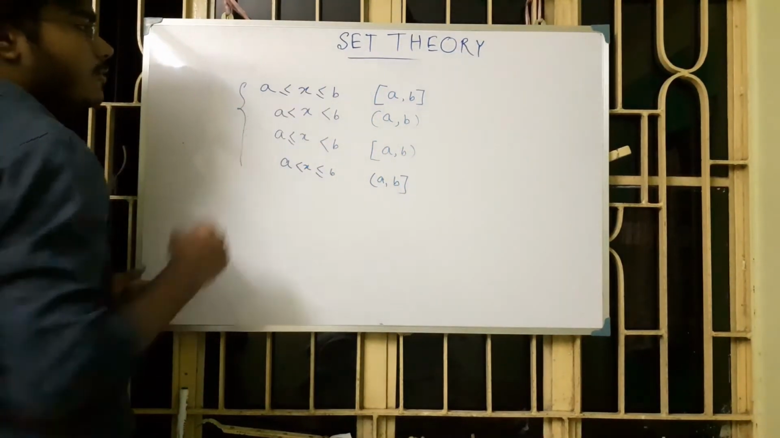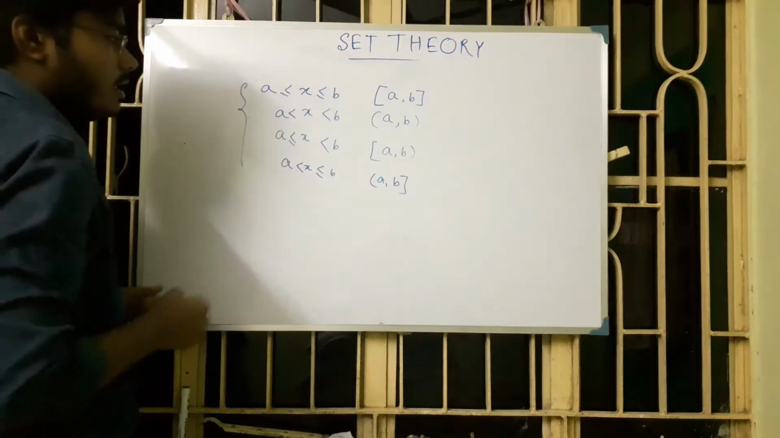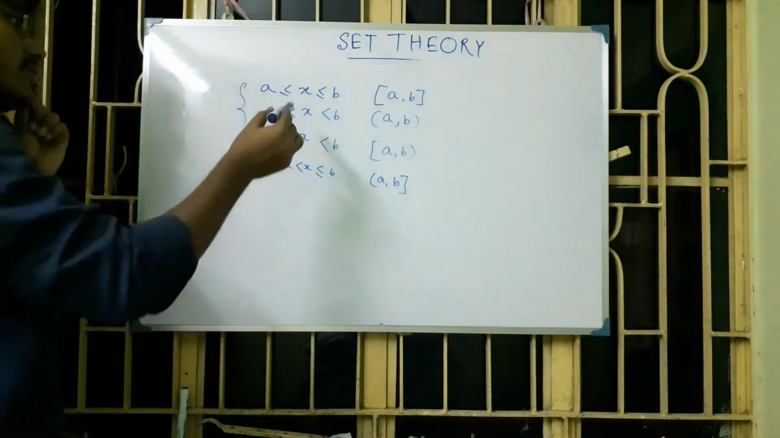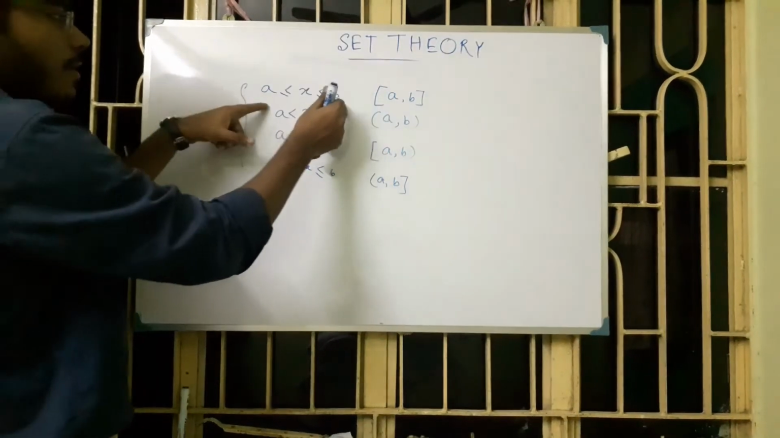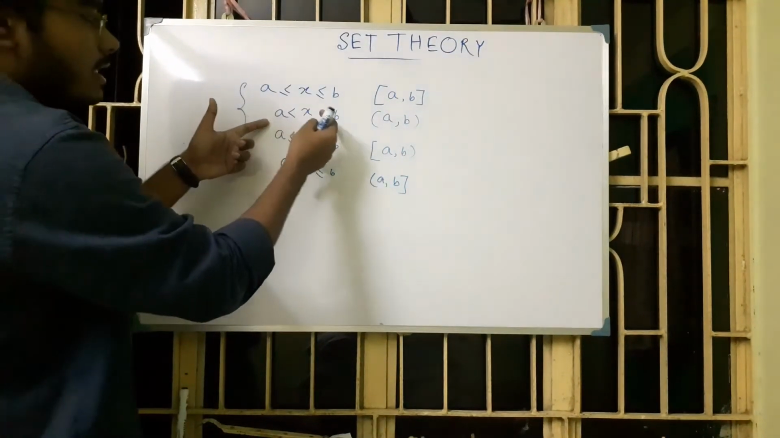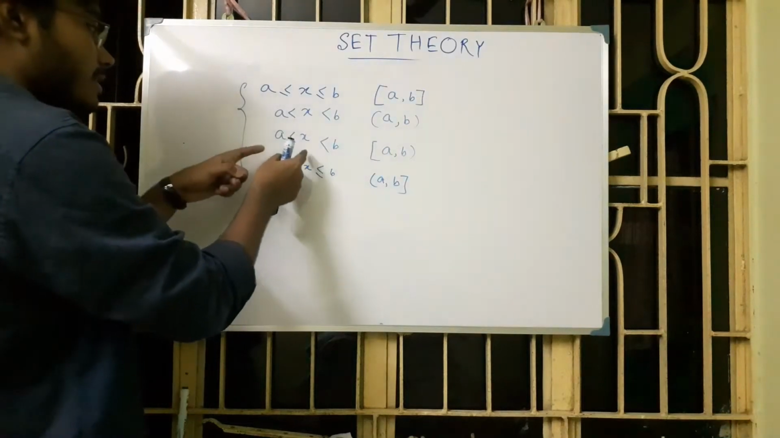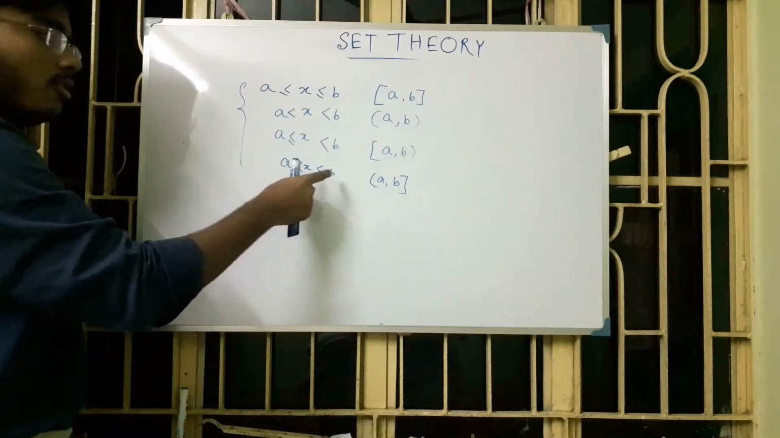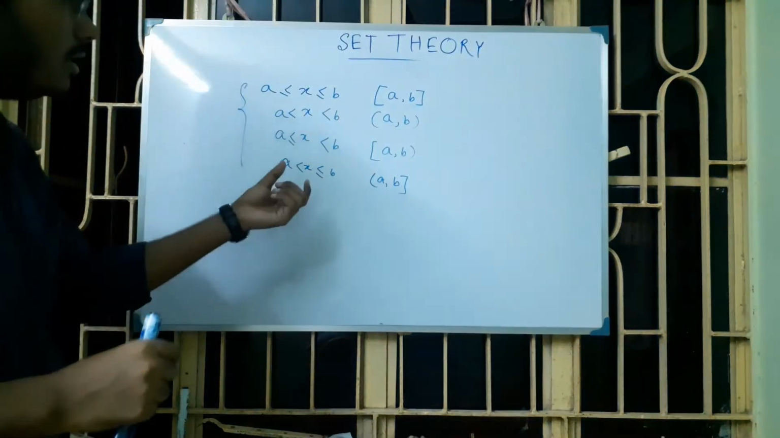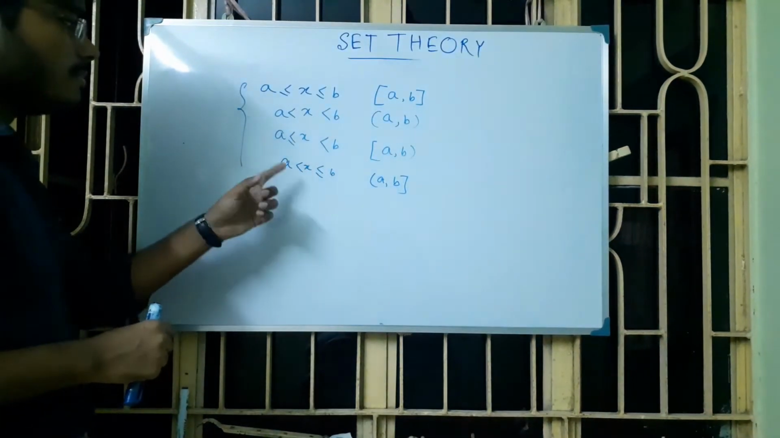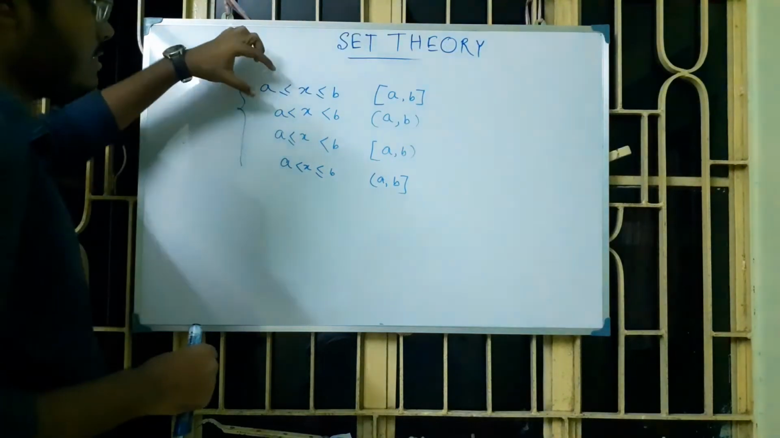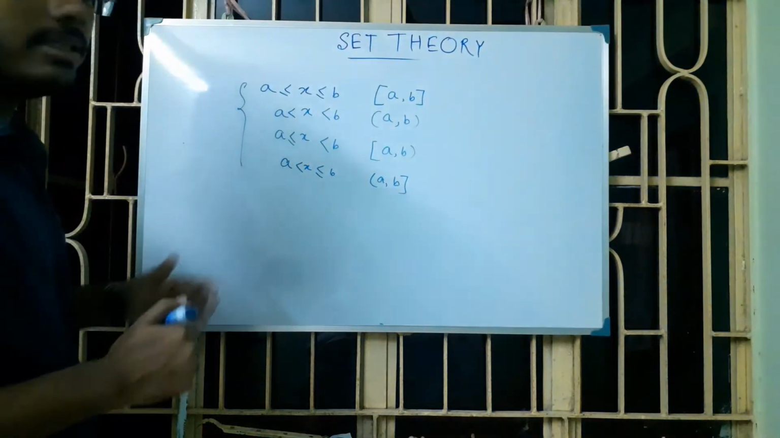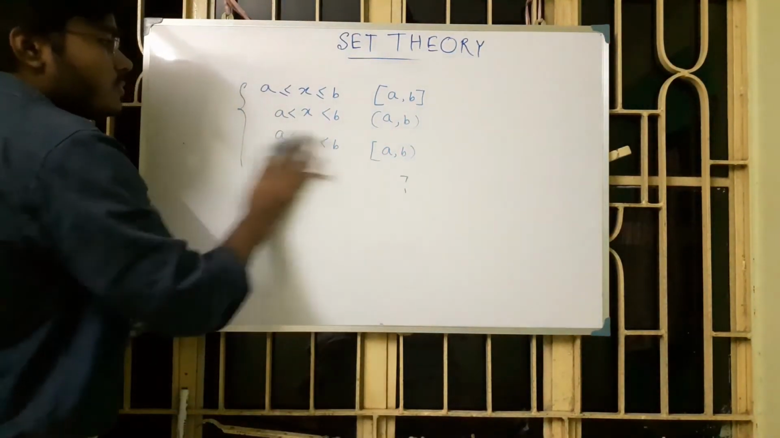The range of this variable is a to b. This set contains both a and b. This set does not contain a and b. This set contains a but not b. This set contains only b, not a. The other terms are in between a and b.